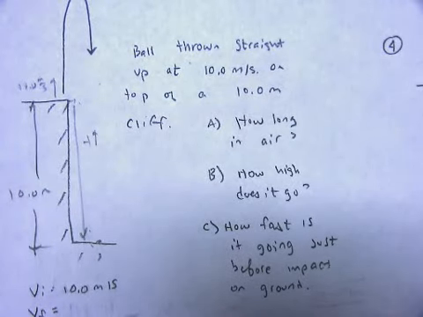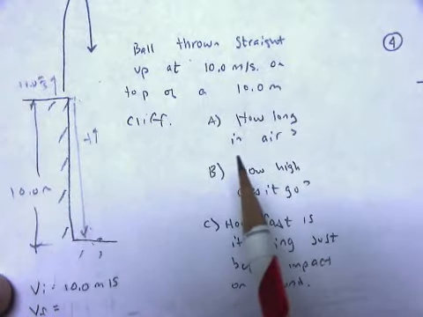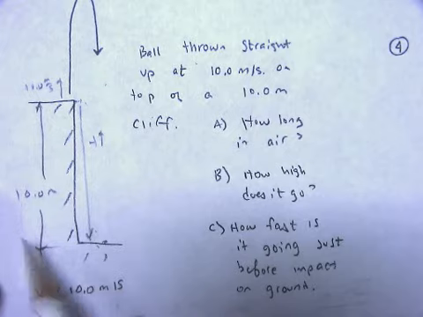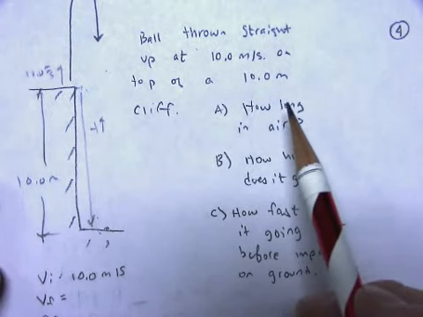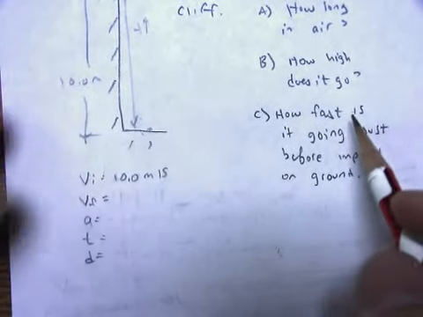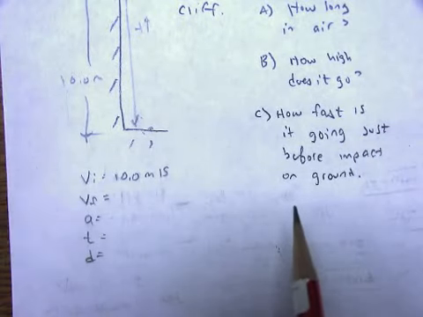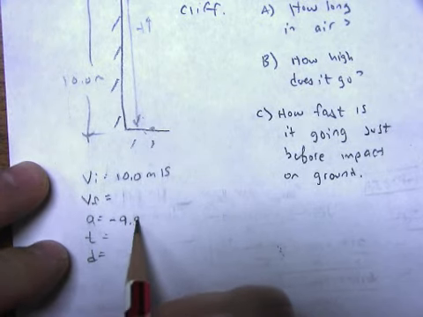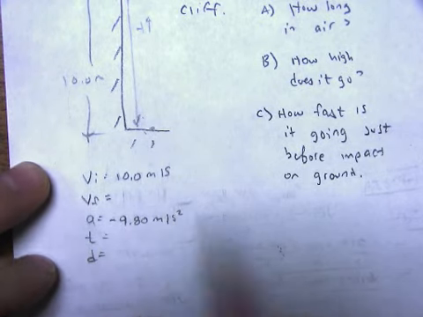Number 3, we got a cliff. We're throwing it up off the top of the cliff at 10 meters per second. The cliff is 10 meters tall. It wants to know how long is it in the air, how high does it go, how fast is it going. So the things that I know: its initial speed is 10 meters per second. The acceleration is a negative 9.80 meters per second squared.